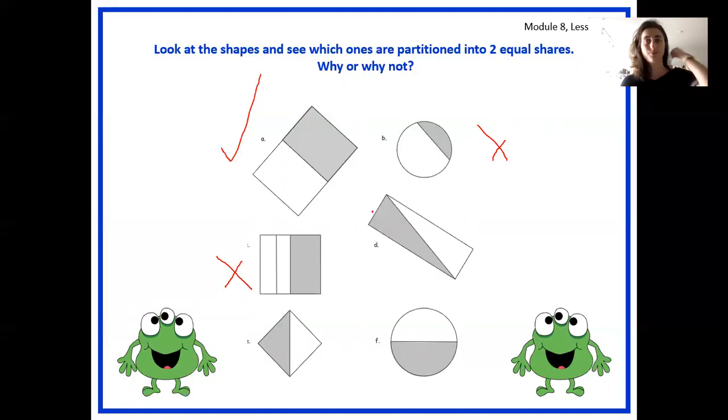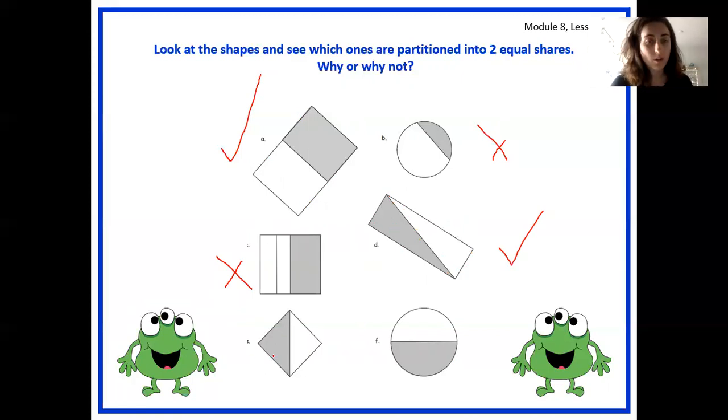What about D? What about D? It looks like it's a diagonal line, but is it still equal? Yes, it is still equal because this side and this side, even though they're flipped, even though they're backwards, they are still the same shape and they are still the same size. If we flipped them and moved them around, they would look identical.